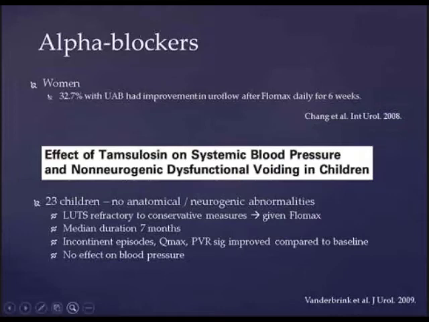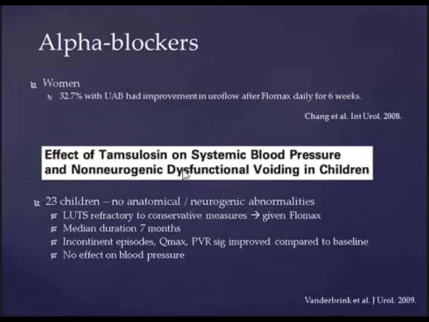But in this particular study by Chang, 33% of women responded and had an improvement in their objective findings. Which, 1 out of 3 people, is that a good response? Probably not that bad. And some studies show greater significance, some less, but that's about an average response.